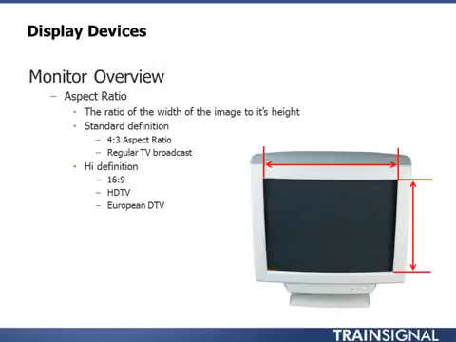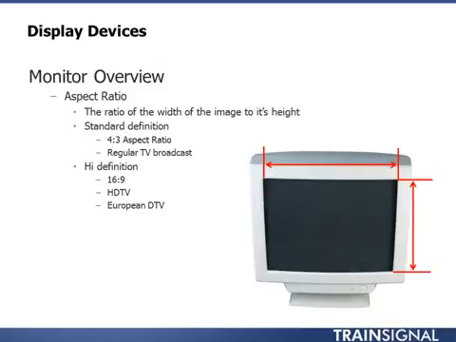Now, the next term that I'd like to go over with you is something called the aspect ratio. Okay, now this is simply the ratio of the width of the image against the height of the image. Now, our standard definition ratios, okay, so if we go back, before we had high def, when we had what we used to call square TVs and square monitors, they weren't actually square, believe it or not. Okay, their aspect ratio was 4:3. So it was a 4:3 aspect ratio, and this is again our old standard definition regular TV broadcast.